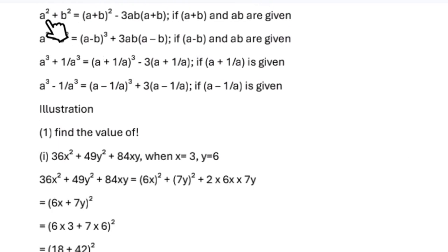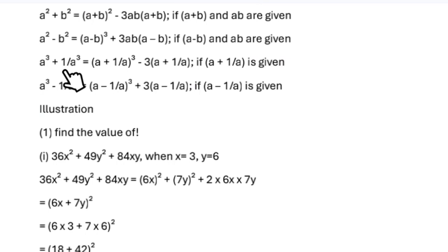Now a square plus b square is equal to a plus b whole square minus 3ab times a plus b, if a plus b and ab are given. Now a square minus b square is equal to a minus b whole cube plus 3ab multiplied by a minus b, if a minus b and ab are given.